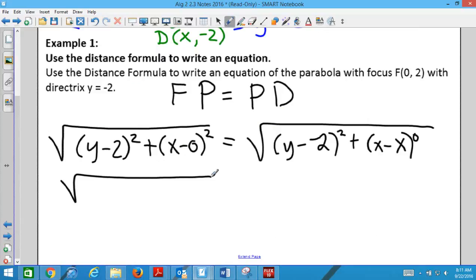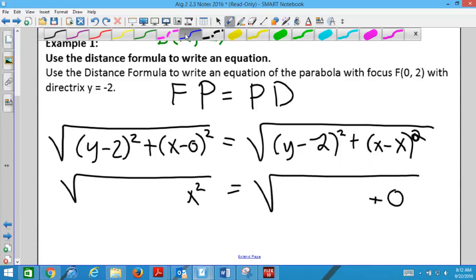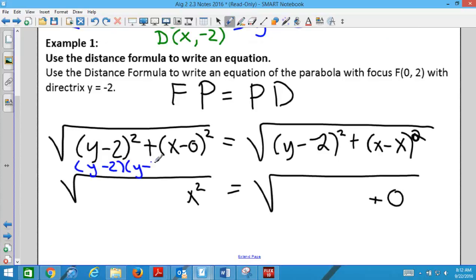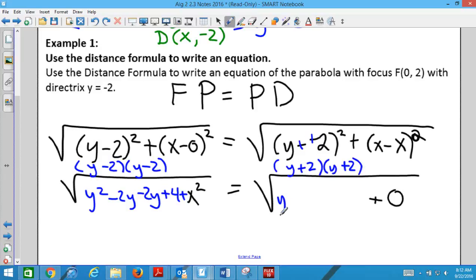Right here, we had done x minus 0 squared is x squared. Over on this side, we did x minus x squared, that's 0. And then what did we need to do for y minus 2 squared? Yeah, we had to write it twice. And we had to FOIL, so we're going to do y squared, and then minus 2y, and then minus 2y, and plus 4. Same thing on the other side. I could change that to y plus 2, and then we're going to write it twice, and use our distributing FOIL method. Y squared plus 2y plus 2y plus 4.